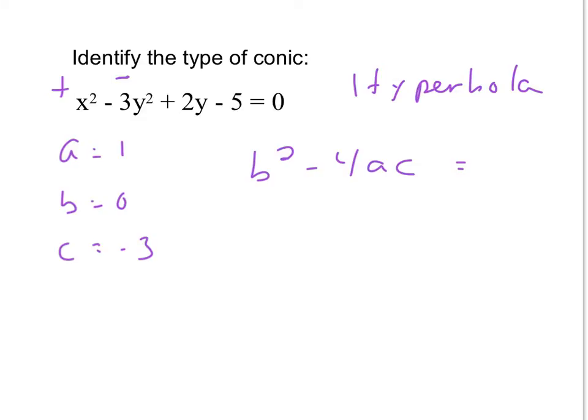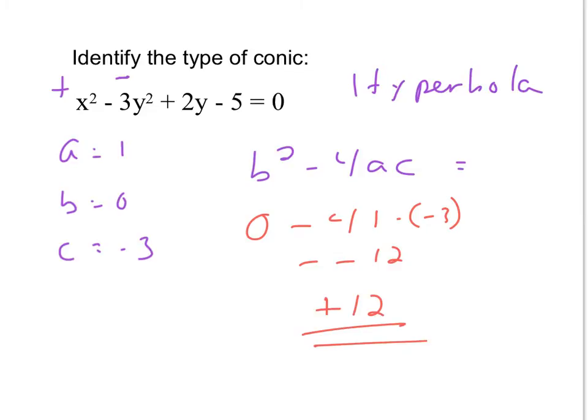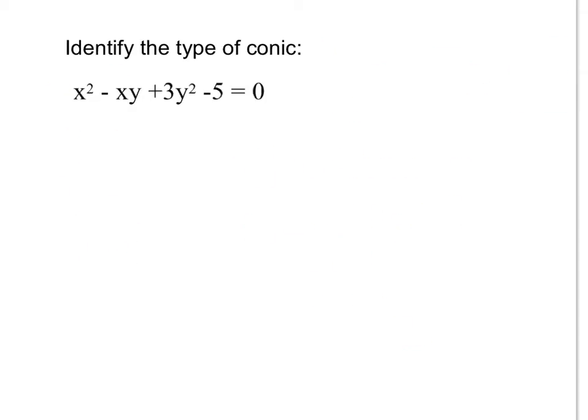B squared is equal to 0 minus 4 times A, which was 1, times C, which is -3. 4 times 1 times -3 is -12. So I have minus -12, which of course is positive 12. It's a positive number, so we have a hyperbola. Let's try another. This time we do have a rotated conic, so you can't tell just by looking. We need to use our discriminant.